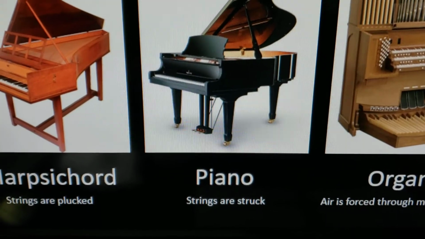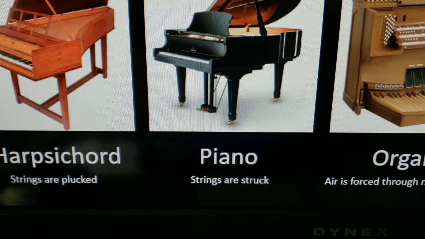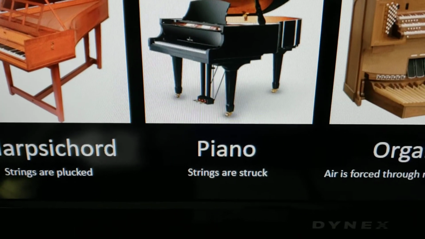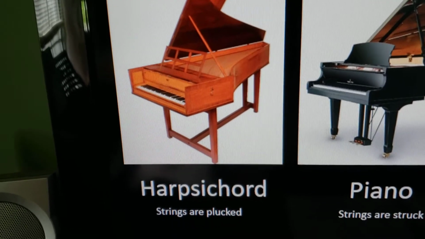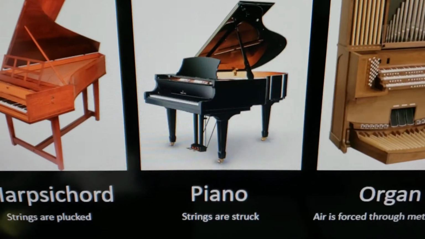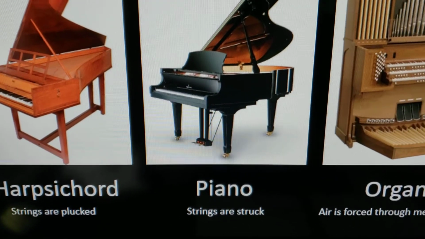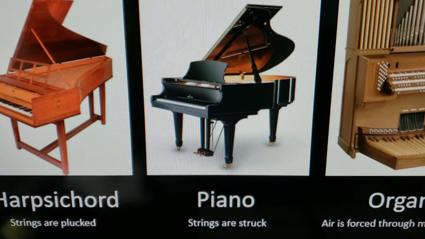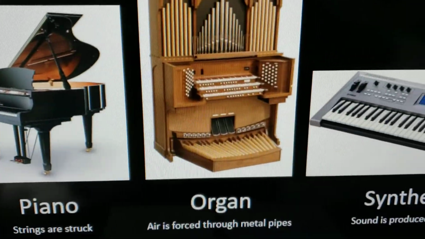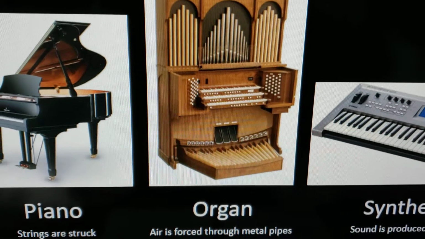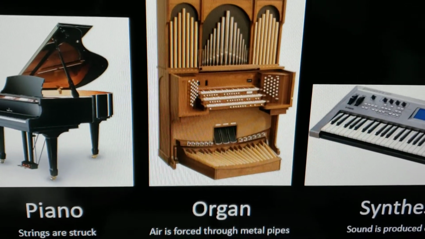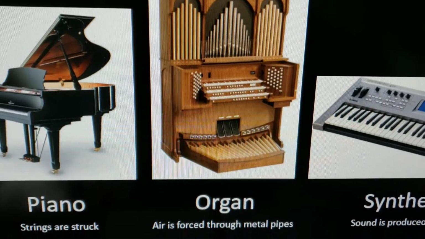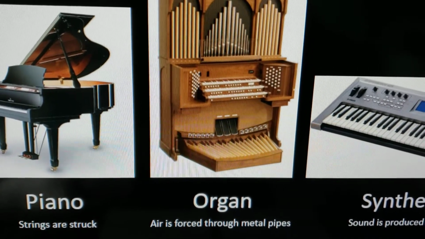So a lot of people think that maybe the piano should belong to the percussion family, just like they think the harpsichord should belong to the string family. But then again, the piano has strings inside it too. What a problem. Let's move on. The next instrument is the organ. When you push a key on an organ, air is forced through pipes to make the sound. That's very different from the piano and the harpsichord.